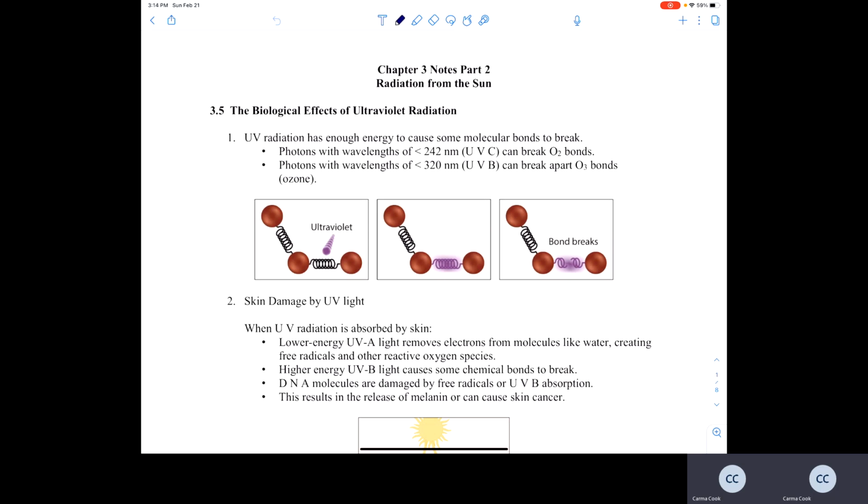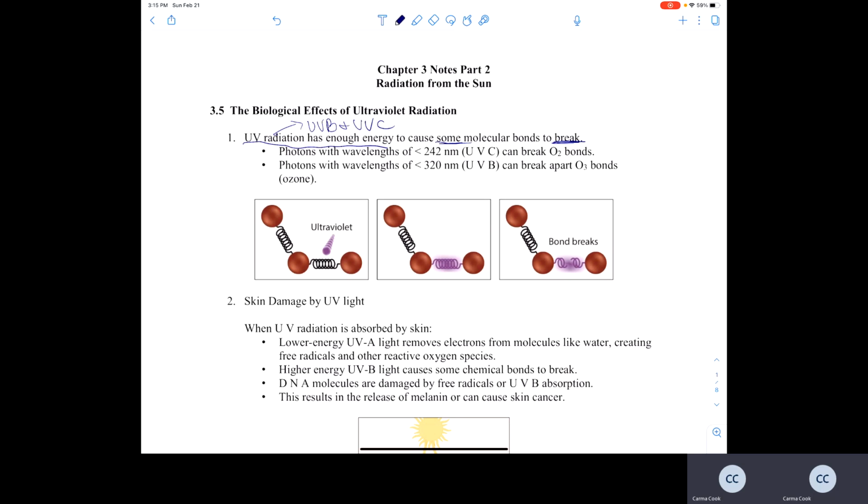And so UVB and UVC radiation has enough energy to cause some molecular bonds to break. And so UVC photons that have wavelengths that are less than 242 nanometers can break bonds. And photons with wavelengths less than 320 nanometers, which fall into the UVB range, they can break apart ozone bonds.